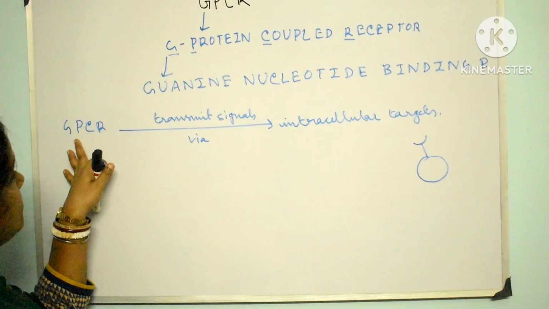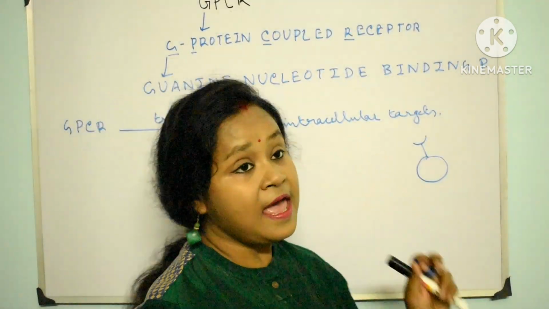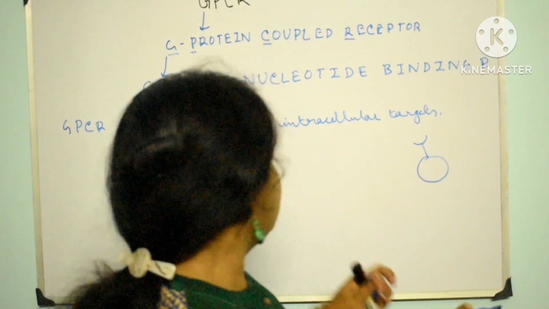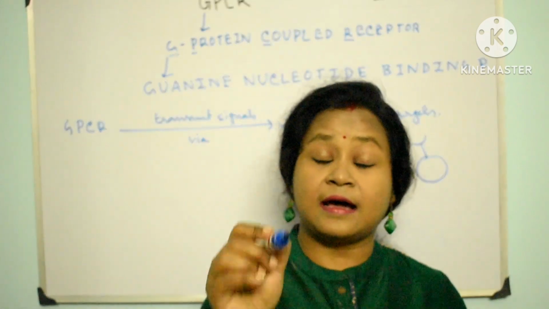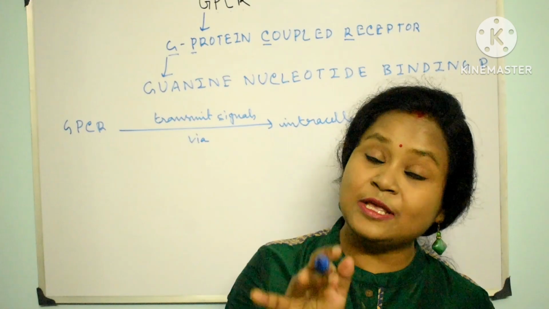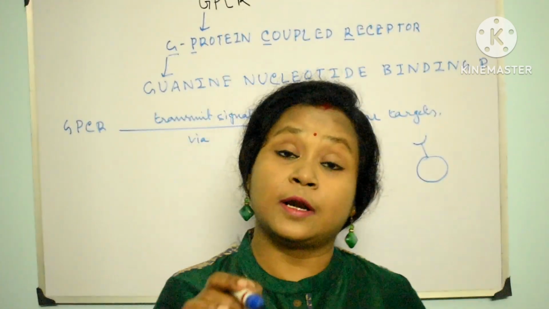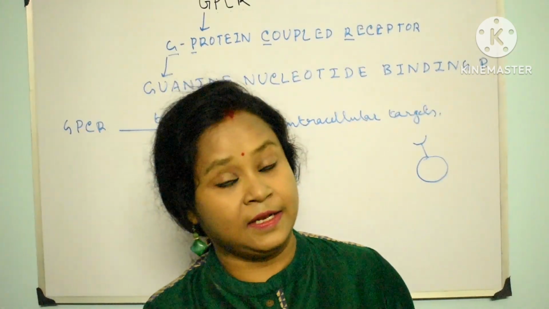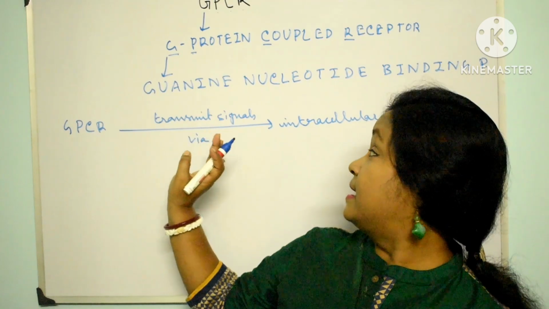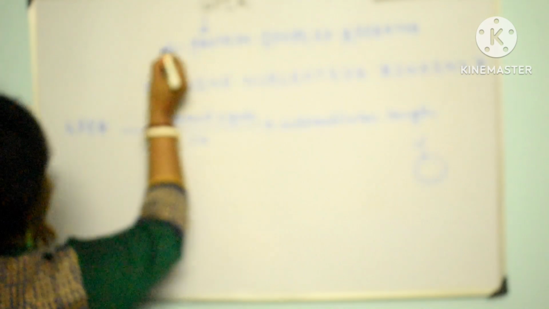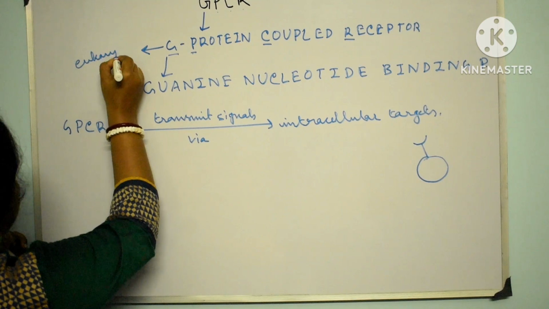So GPCR transmits signals via their intracellular target, meaning G proteins. What is their target? Their target is situated inside the cell. So G protein transmits its signal via intracellular targets. And this G protein is present in all eukaryotes. It's a very common type of receptor present in all eukaryotes.